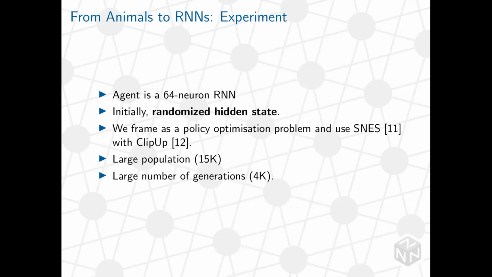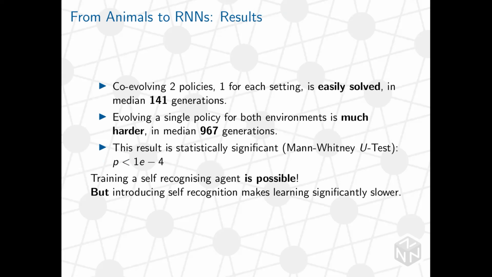So with that in mind, we set up a little experiment. We used a 64 neuron RNN. Initially, the RNN has a randomized hidden state, which lets the agent take pseudo-random actions. We then frame this as a policy optimization problem, use separable natural evolution strategies with the ClipUp optimizer, and then run it with a large population and a large number of generations. We did this 10 times in two different scenarios. The first was co-evolving two policies, which means that you have a policy for each of the tasks, which basically reduces to just solving each of the tasks independently. It's very easily solved.